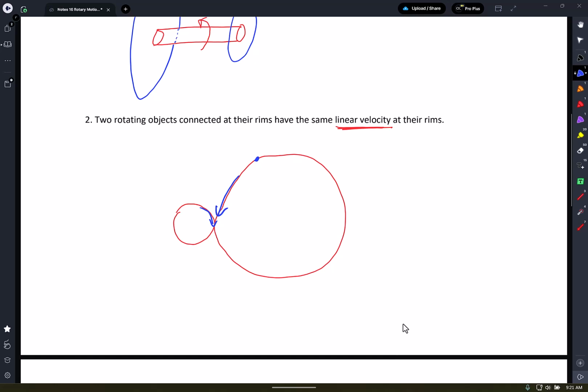So notice what I have here. If the two objects are connected at the rims, then what's the same? Linear velocity. This is similar to two wheels connected by a belt. Remember the bike problem? Yes. So if they're connected by a belt, if this one is spinning at, I'm just making up a speed, 5 meters per second, then the linear velocity of the little one is also 5 meters per second. Does that make sense? So maybe I should put here also with belts. So they're the same. It's the same idea.